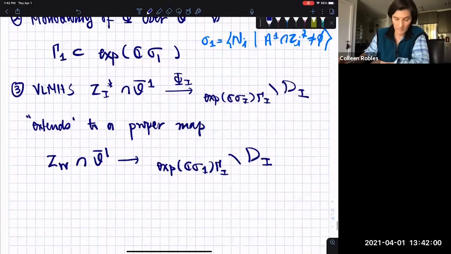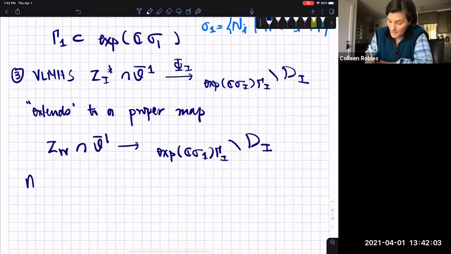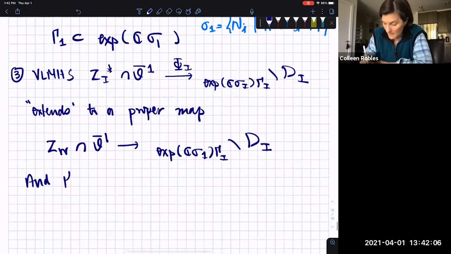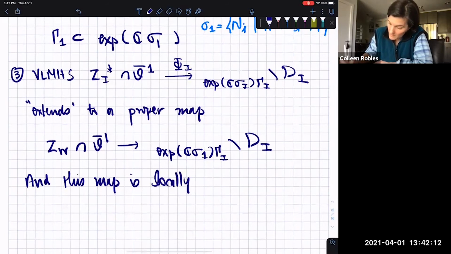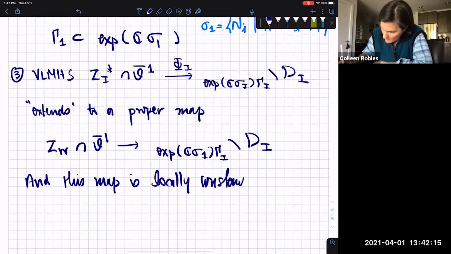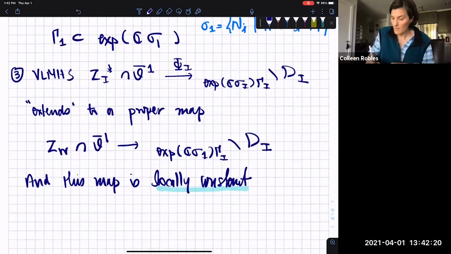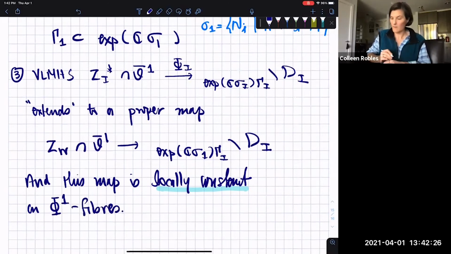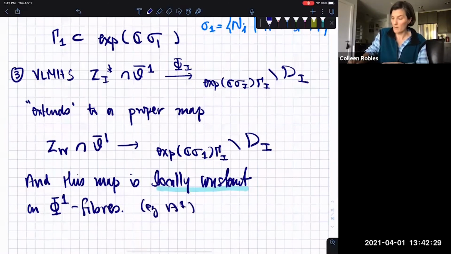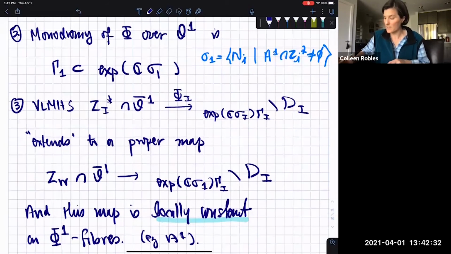Okay. At any rate, the kicker is that this map is locally constant on phi1 fibers. Okay. So e.g. on this A1. Okay. And that's how we make precise the statement that there is no non-trivial extension data, at least that not varies in continuous families in level 3 or higher.